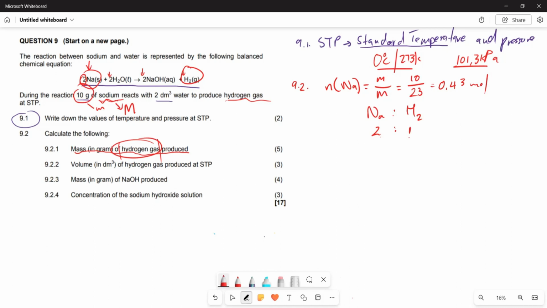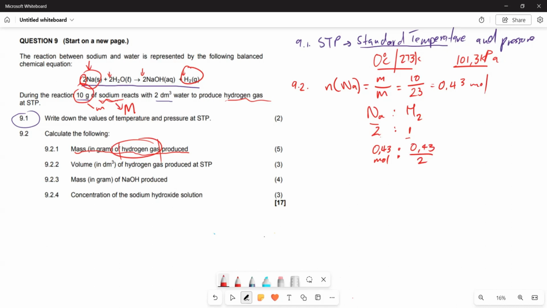And the mole that we are having for our sodium, it is given by what? It is given by 0.43 mole, right? So which means now the relative mole for hydrogen gas, therefore, because the ratio is now, if you are having 2 moles of your sodium, you're going to have 1 mole of your hydrogen gas. Now, which means you're going to say this is going to be represented by what? This is going to be 0.43. Now, divide by 2 to find out the mole of your hydrogen gas.